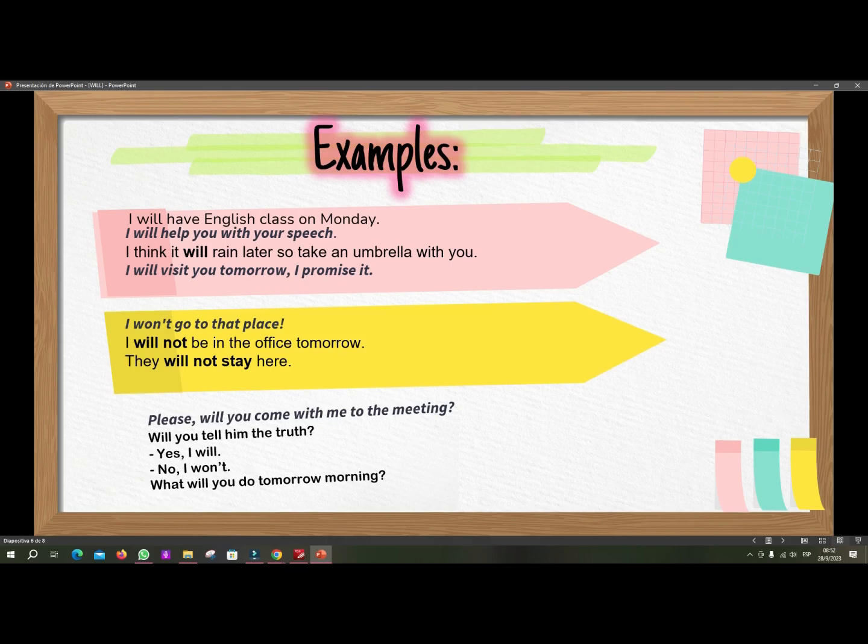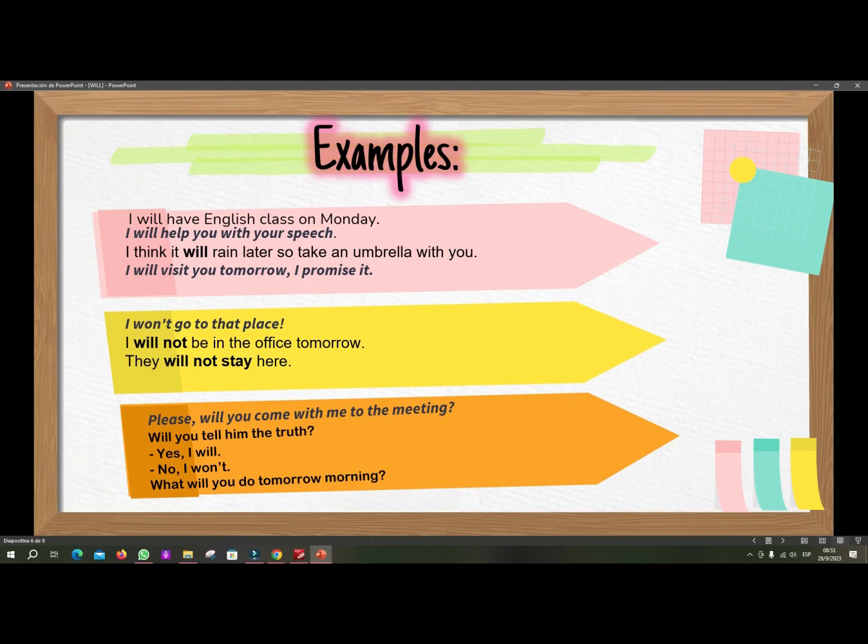I won't go to that place. I will not be in the office tomorrow. They will not stay here, right? So there you have negative examples, right? So you can use won't, that will be like the short form, or you can use will not. That is the same, right? But this will be like the long form and the short form, okay? Also, questions. Yes, no questions. Please, would you come with me to the meeting?